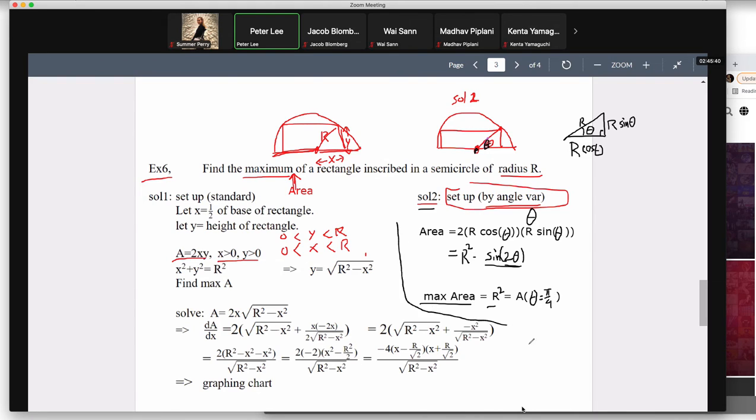The solution 2 is amazingly simple. We don't even need calculus. No calculus needed here. Calculus not needed.